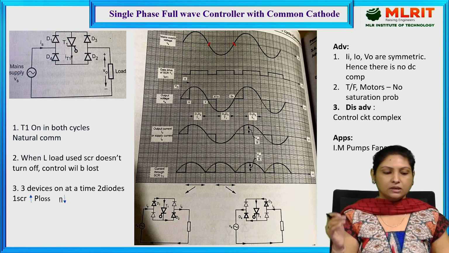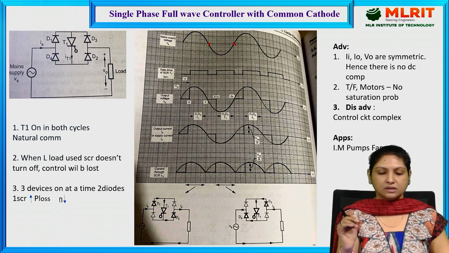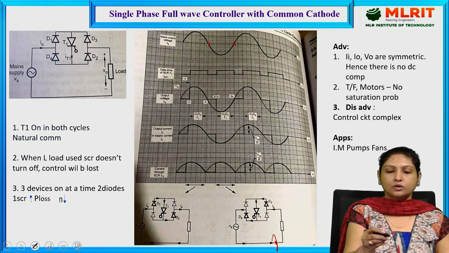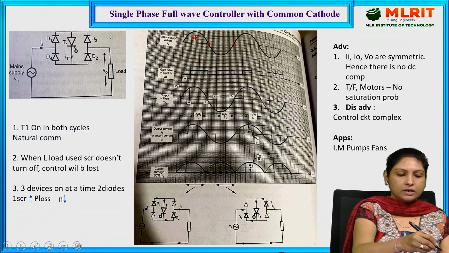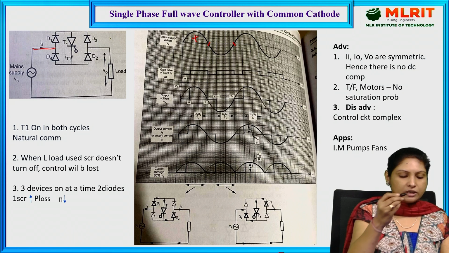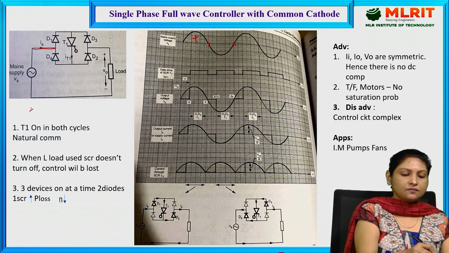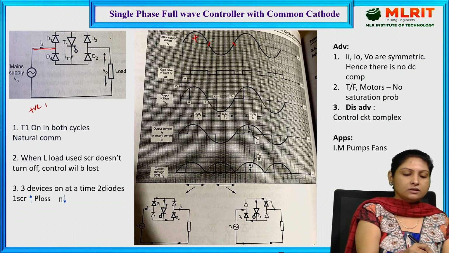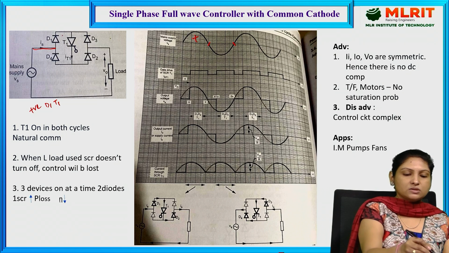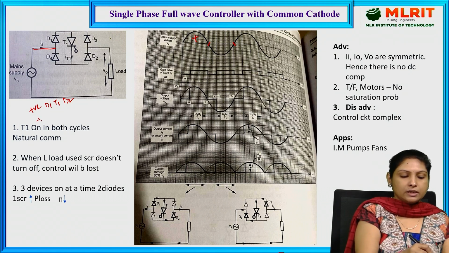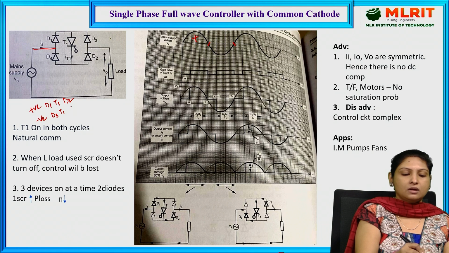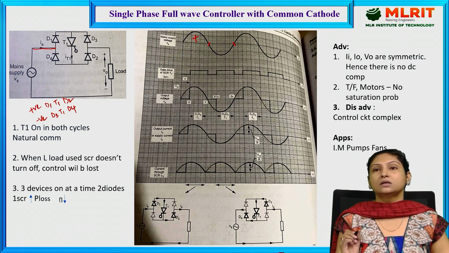So these are the various disadvantages associated with this particular circuit. Let us see the circuit operation first. During the positive half cycle of the supply voltage, let me write down here, D1 as well as D2 will be turned on and will be conducting current to the load. Whereas during the negative half cycle, D3, D1 as well as D4 will be turned on.